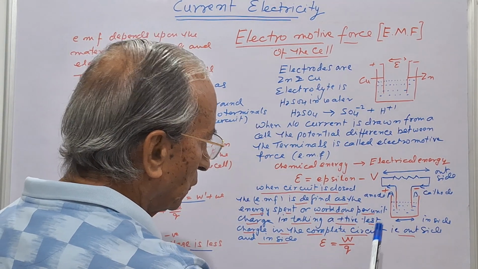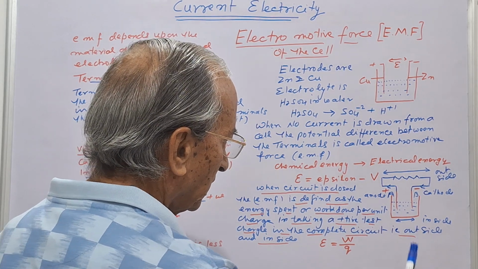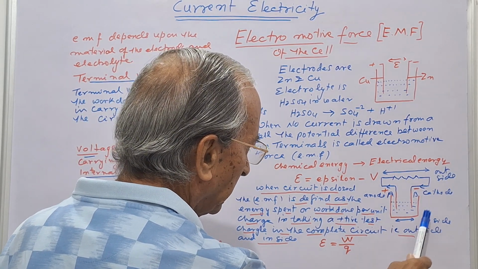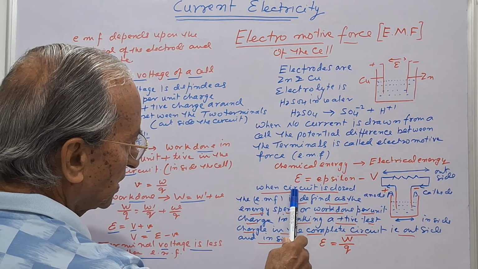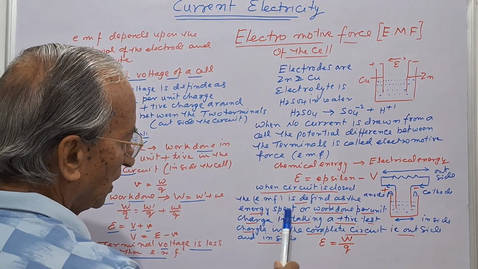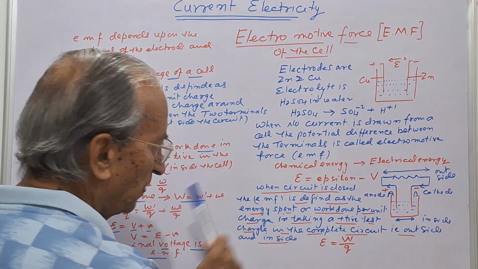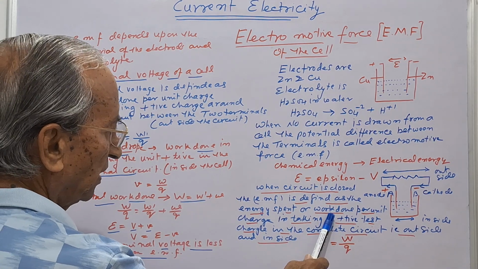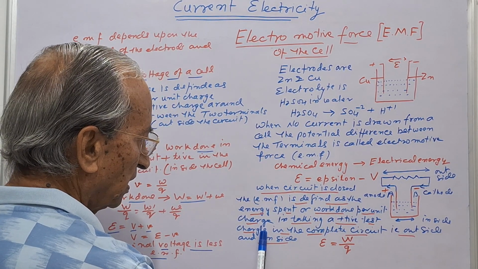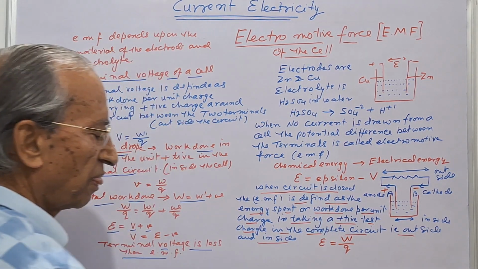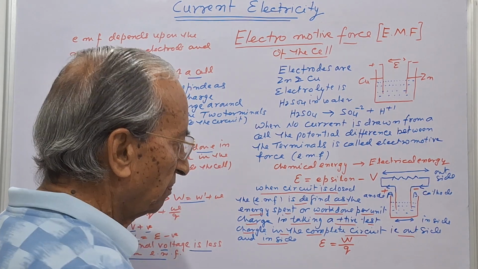So we say that the total work done in carrying a unit charge particle is over the outer circuit and the inside circuit. So when the circuit is closed, EMF is defined as the energy spent or the work done per unit charge in taking a positive test charge around the complete circuit, that is outside and inside.